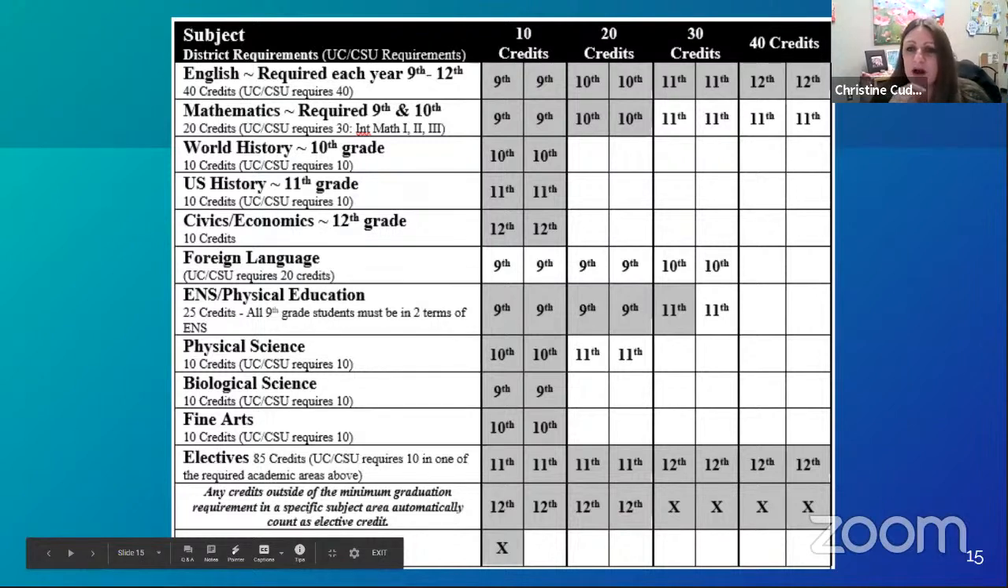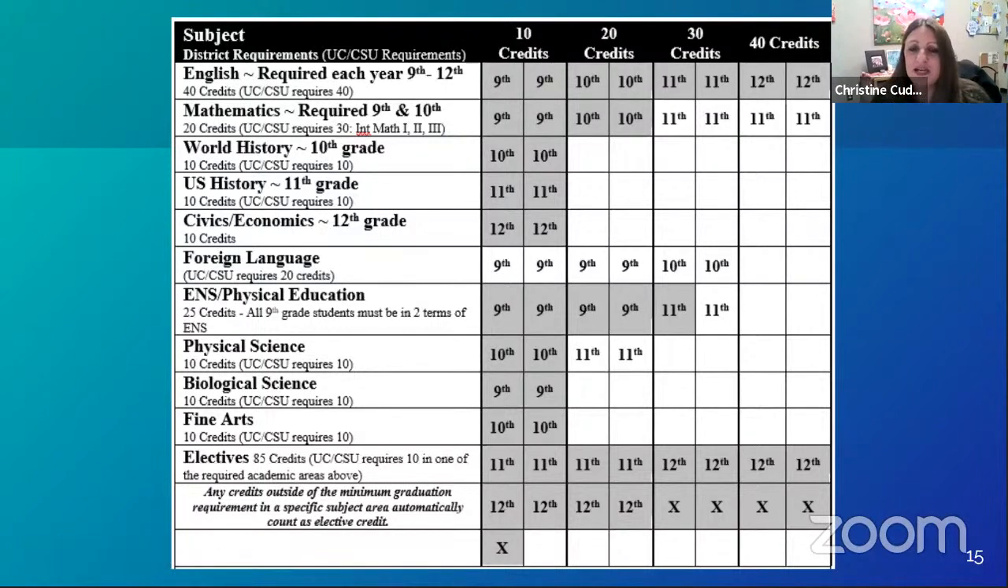Anything that's in the gray box is the graduation requirement. Anything that's in the white area is actually additional elective credits. So anything that you see in that white area counts in that elective section down towards the bottom where it says 85 credits. So some of those X's that are on there are counting the classes from above, maybe from the math or the foreign language credits.